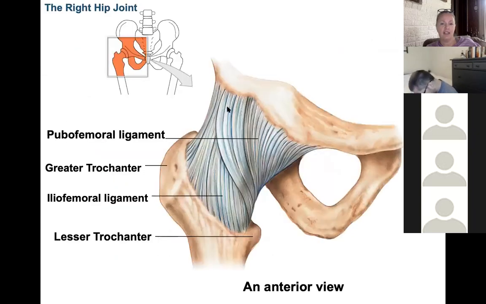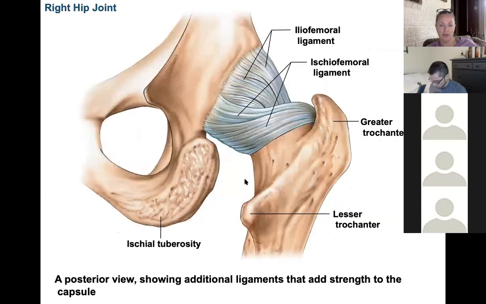Okay, and these are the external ligaments covering over that capsule that will help support and confer some stability onto the hip joint. You don't need to memorize all those.